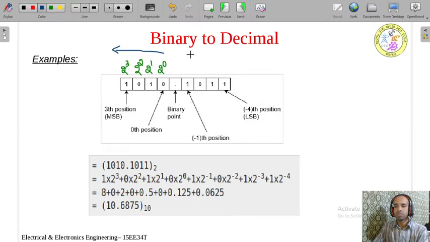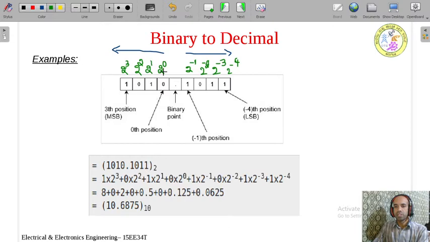Whereas for the fractional part, you need to take the reverse. So this is from left to right with the negative powers of 2. It is like 2 to the power of minus 1 you have to take, because 2 power 0 is already over. What is the next lower number after 0? The next lower number is 2 to the power of minus 1. Then you take 2 power minus 2. Then you need to take 2 to the power of minus 3 for this. And for the last digit you need to take 2 to the power of minus 4.